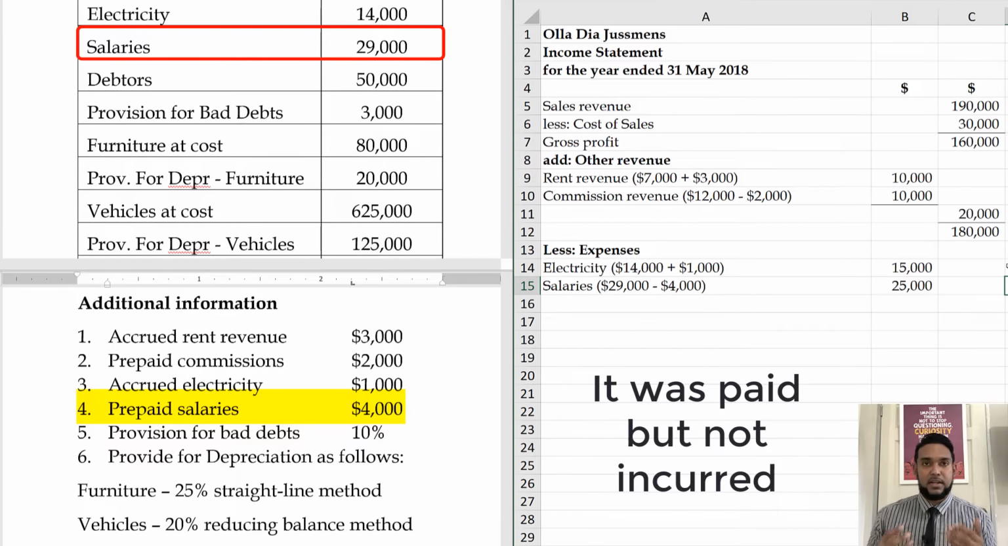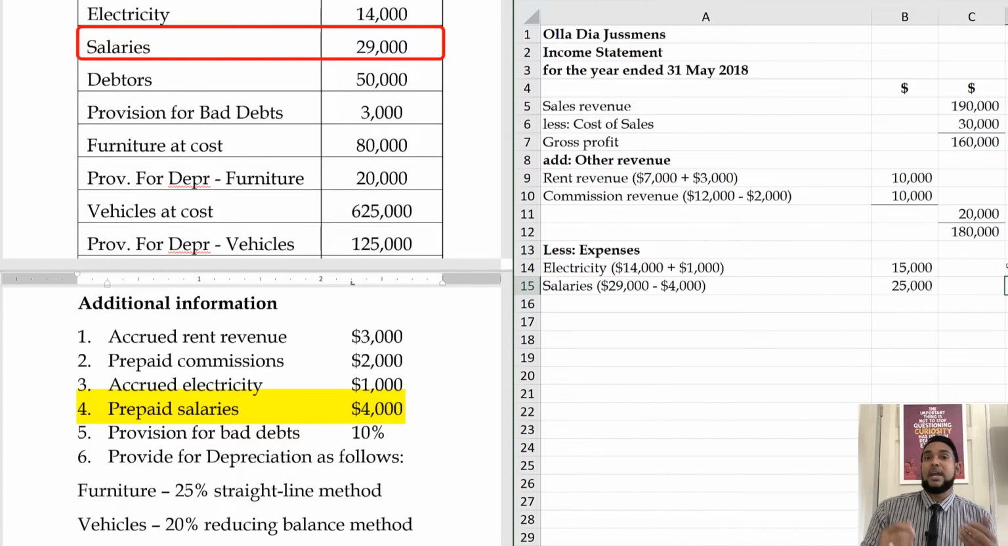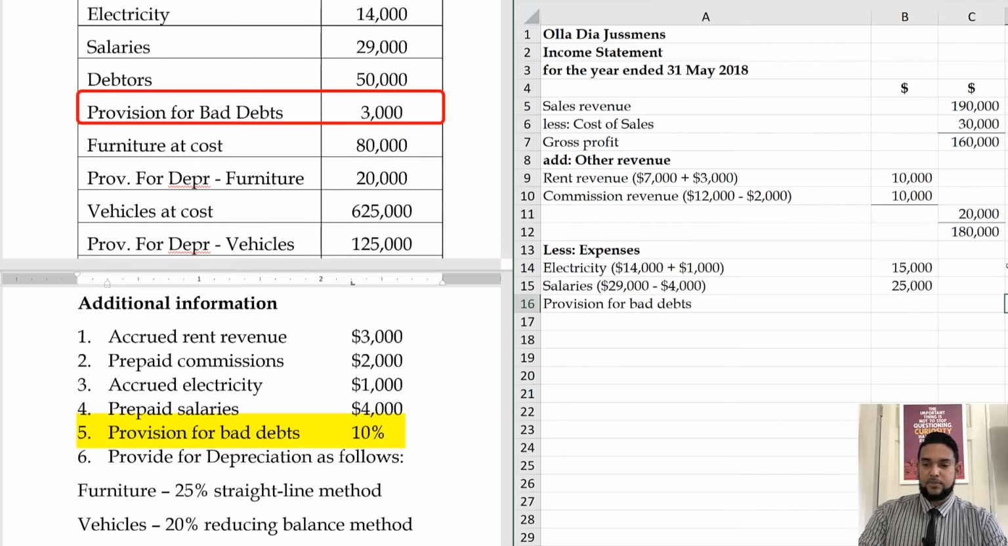If it wasn't incurred in the current period, it cannot logically form part of the current period's profit calculation, so it needs to be extracted, or as we might say here, subtracted. So we subtract prepayments. Next item I'm seeing is the provision for bad debts.